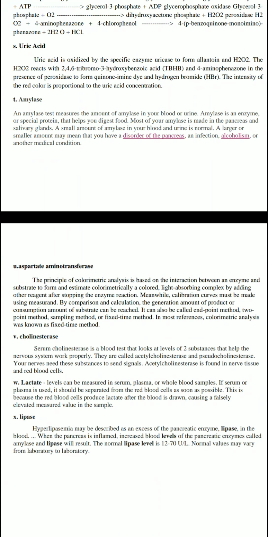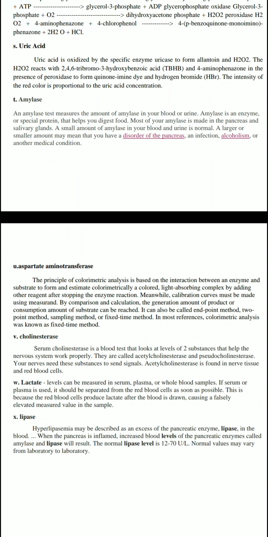Now the next test is for cholinesterase. Serum cholinesterase is a blood test that looks at levels of two substances that help the nervous system work properly. They are called acetylcholinesterase and pseudocholinesterase. Your nerves need these substances to send signals. Acetylcholinesterase is found in nerve tissue and red blood cells.